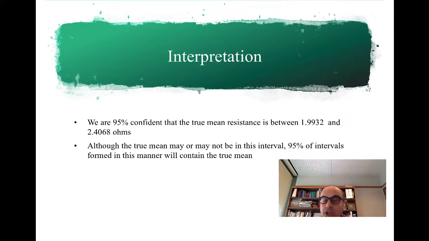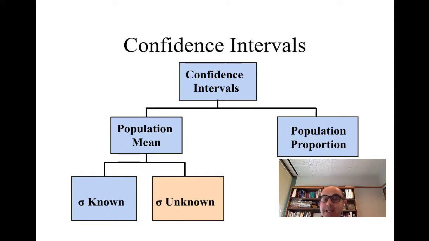So the interpretation of this type of calculation will give us 95% confidence that the true mean resistance is between 1.9932 and 2.4068. Although, and I repeat again, although the true mean may or may not be in the interval, 95% of the intervals formed in this manner will contain the true mean, and this is where sigma is known.